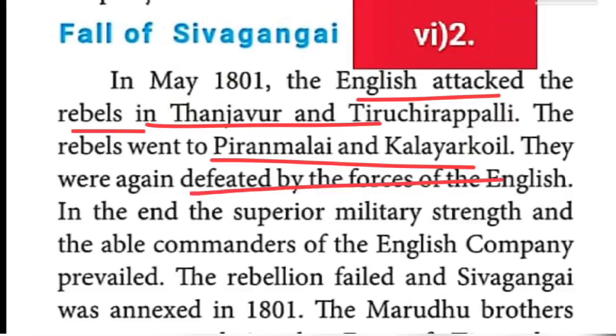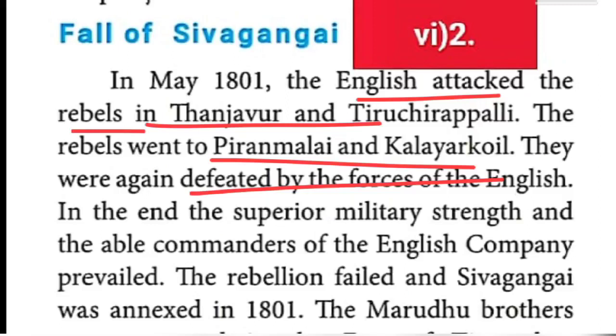Again, the English people reached Piranmalai as well as Kalayar Koil. At that time, who got a success? English people, the British officers got a success. At the same time, the rebels got a failure, like that it is given, children.